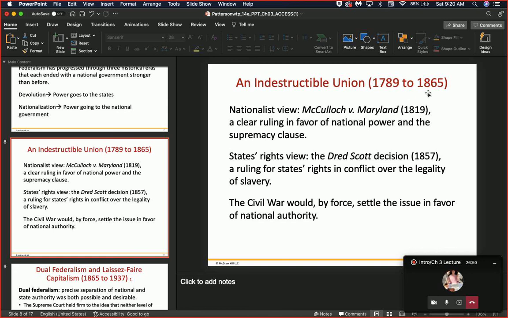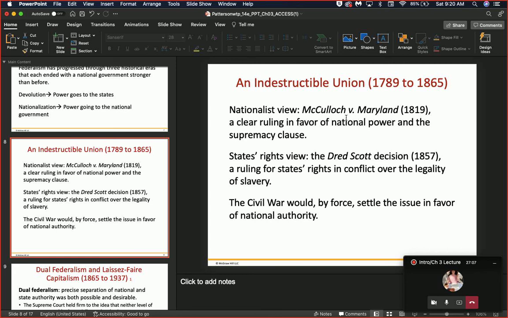1865, that's the end of the Civil War. Okay, so we saw within this era 2 major conflicts that happened. One is the McCulloch v. Maryland case, which basically gave national power and the supremacy clause, the supreme law over the land.